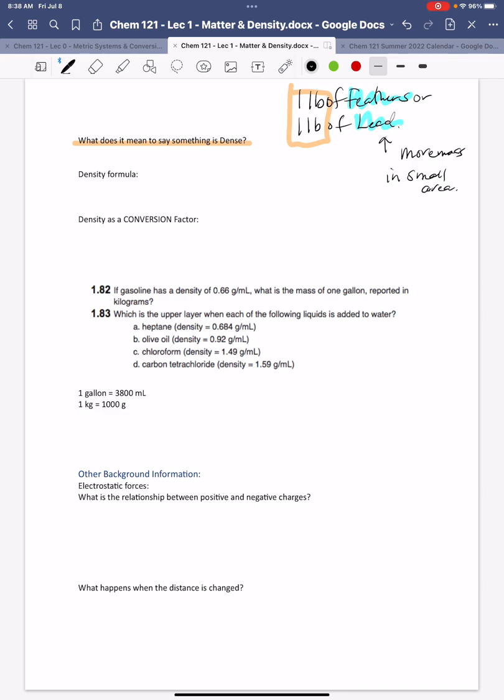Feathers, if you think about a pound of feathers, it's going to occupy a lot more space because there's a lot of air in between. It's not dense. And so density has to do with how much mass is occupied in a specific volume. The density formula is kind of interesting. We defined matter earlier today as anything that has mass and takes up space. So density is a dual measurement of both mass and volume. And often we will use the units of grams per milliliter.